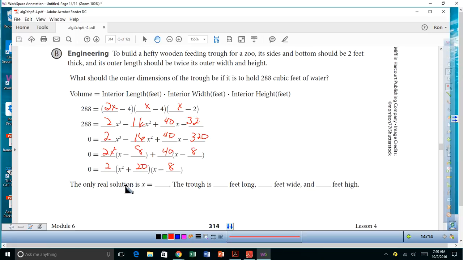The only real solution is x equals 8. So the trough length is 16 feet long, 8 feet wide, and 8 feet high.